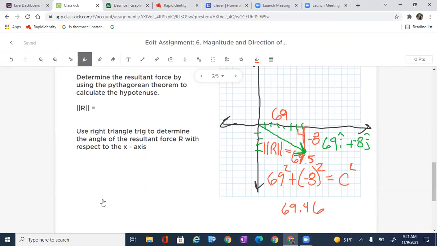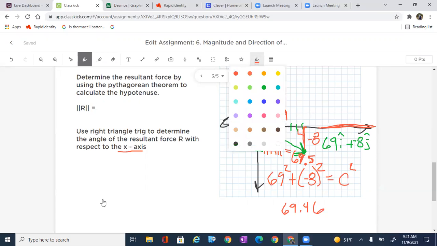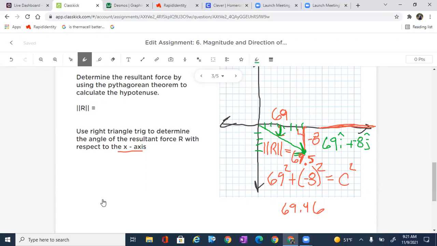We want to show that it is longer, even though it's not much bigger, just because it is the hypotenuse. Okay. And then it says use right triangle trig to determine the angle of the resultant force with respect to the x-axis. So we want to find this angle right here. That should be fairly easy because we're just doing right triangle trigonometry again. We can use tangent, sine, or cosine since we have all three sides. I'm going to go ahead and use cosine.